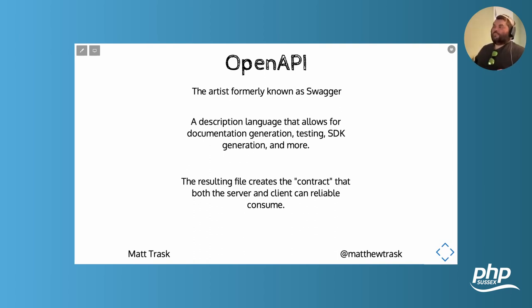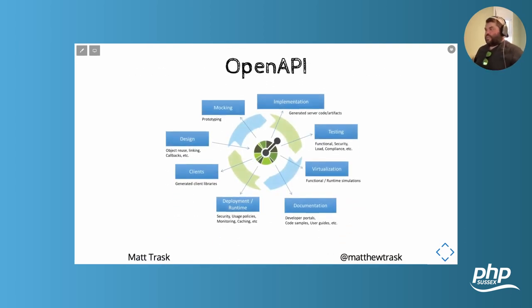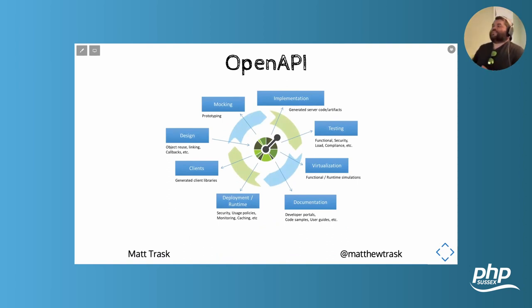It is under the umbrella of the Linux Foundation. It's a description language that allows for documentation generation, testing, SDK generation, and more. The resulting file that you build using the OpenAPI description language is what creates the API contract we just talked about, and is something that both the server and the client, both a machine client and a human client, can reliably consume. You can do testing, visualization, documentation, you can generate clients, you can do mocking, all sorts of things that speed up the process a little bit as well.